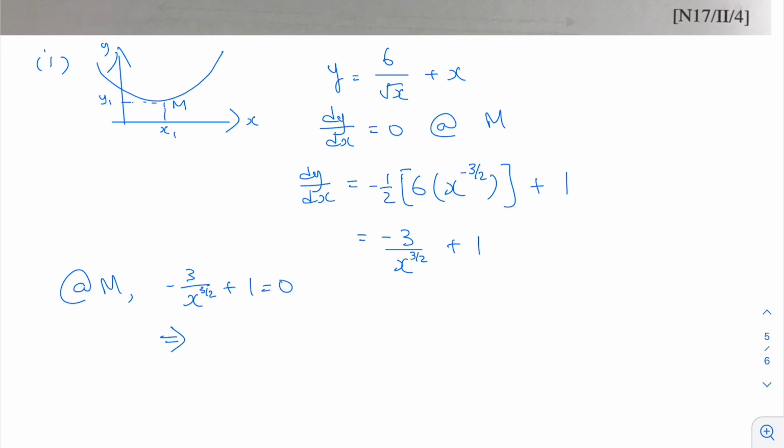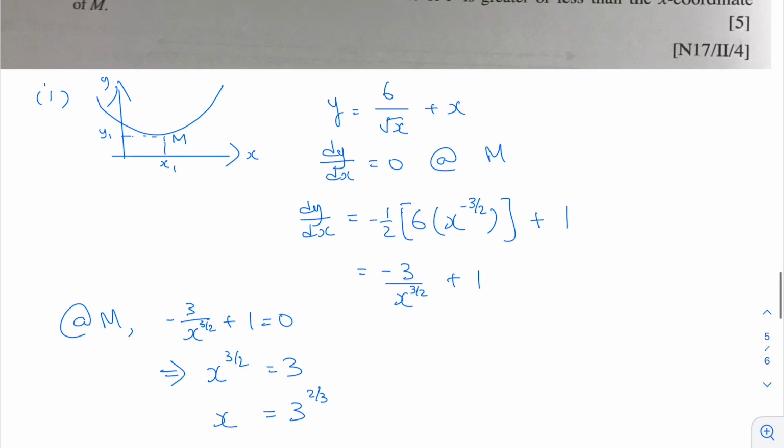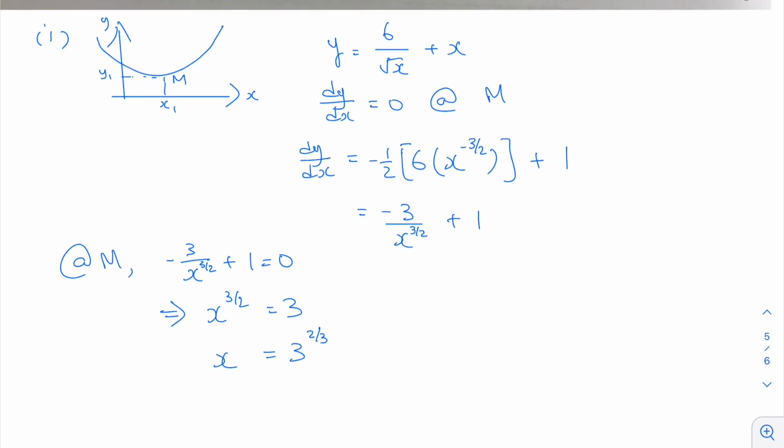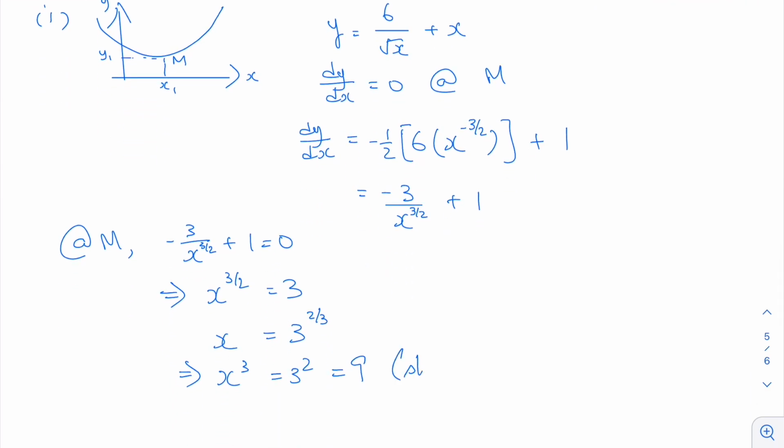So when we move this around, we get x equals 3 to the power of two-thirds. We multiply the power by two-thirds, correct? So x cubed is actually 3 squared, which is 9. So x cubed equals 9. Sure. Yes.